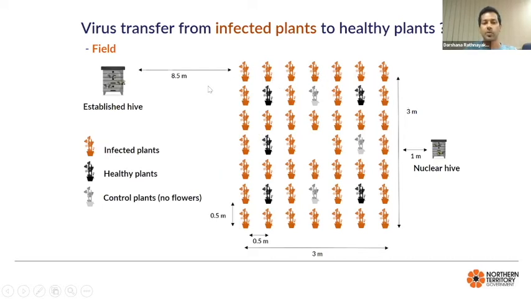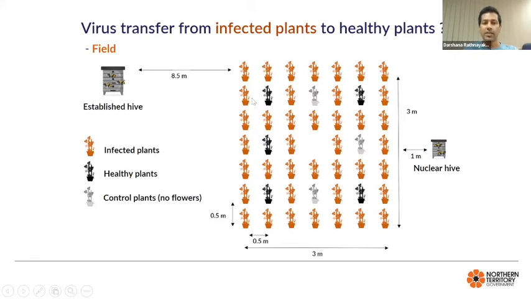We exposed our experimental plants and control plants to bees only in the morning hours, from 8 a.m. to 12 noon, because that's the most active period of the bees on the watermelon flowers. In the afternoon, we covered these experimental plants and control plants to avoid further bee visits.